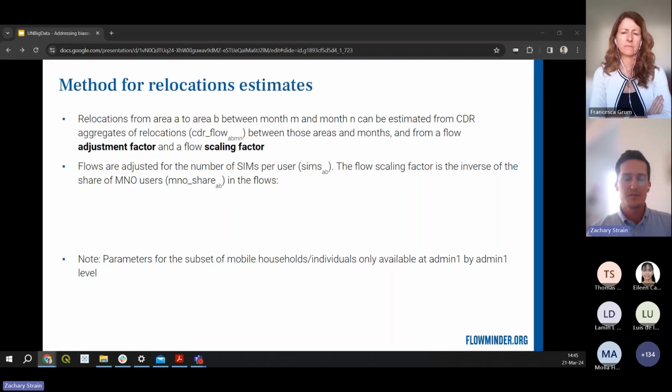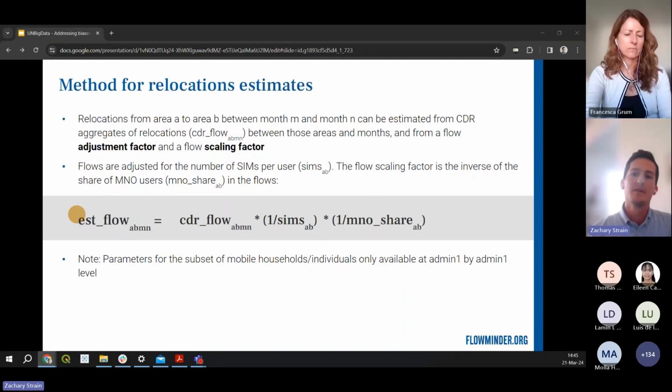So we need to adjust for the fact that maybe multiple people use the same SIM card, and that people might be using multiple SIM cards. And so this is our adjustment factor. And the flow scaling factor is the inverse of the share of the MNO users within the flow. And just to note that these parameters for the subset of mobile households and individuals are only available at an admin 1 by admin 1 level.